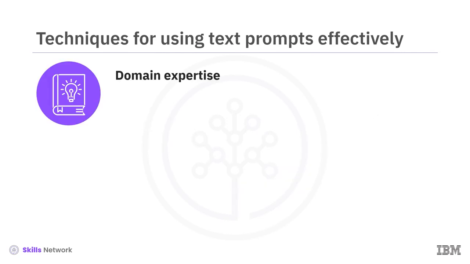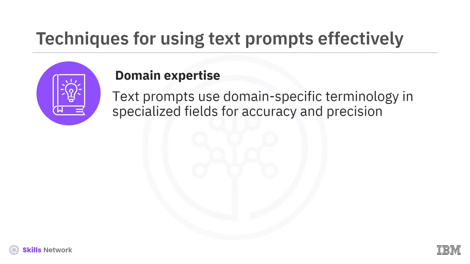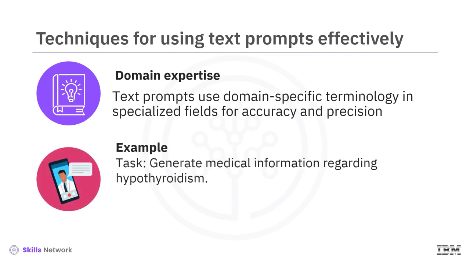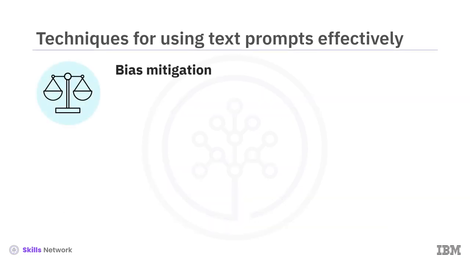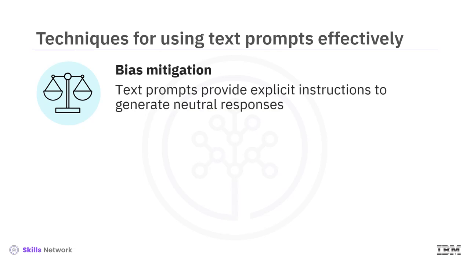Domain expertise is also essential to improving LLM dependability. Text prompts can use domain-specific terminology when you need LLMs to generate content in specialized fields like medicine, law, or engineering, where accuracy and precision are crucial. Let's say you'd like to request medical information regarding hypothyroidism. Your prompt could read something like, "Please explain the causes, symptoms, and treatments of hypothyroidism, including the latest research and medical guidelines."